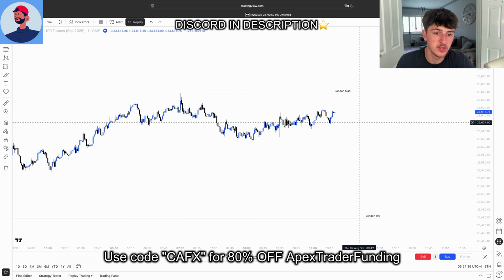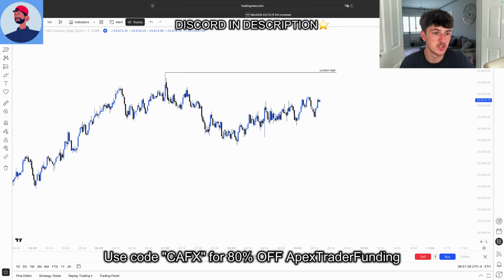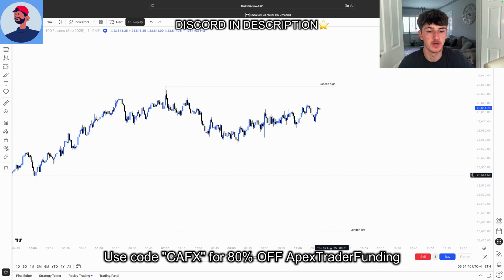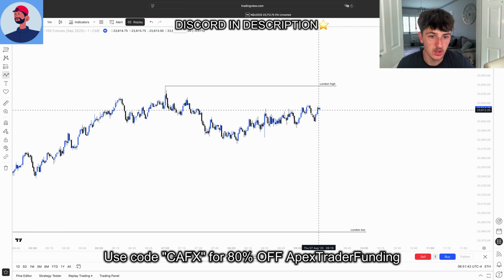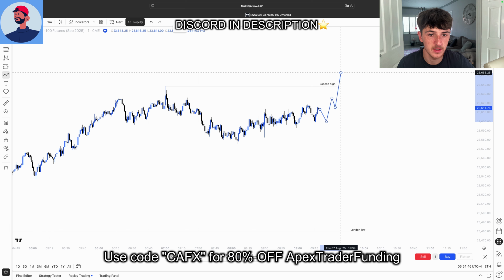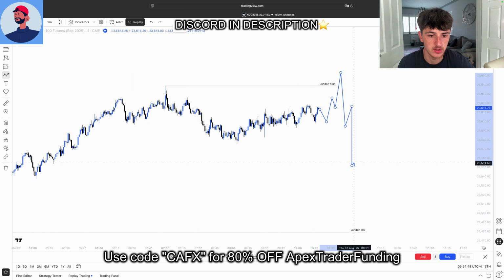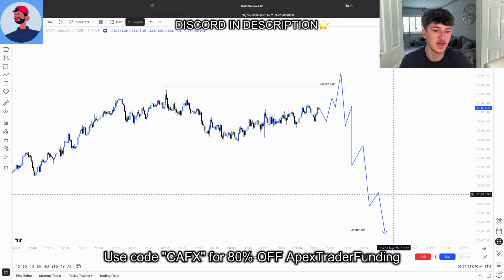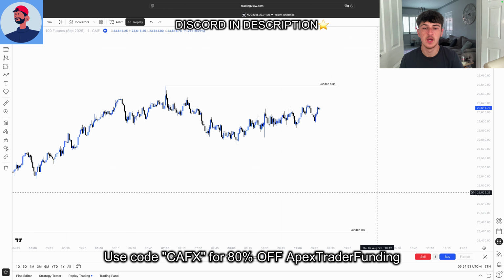So once you've marked out your London high and London low, all we're going to do is simply wait for one of these to be swept, and then we're going to be targeting the opposing side. So in this example, it would look something like this. Okay, so we're going to take out London high, and then we're going to try and catch this reversal back down to London low.